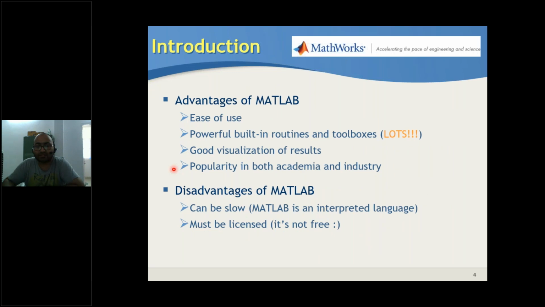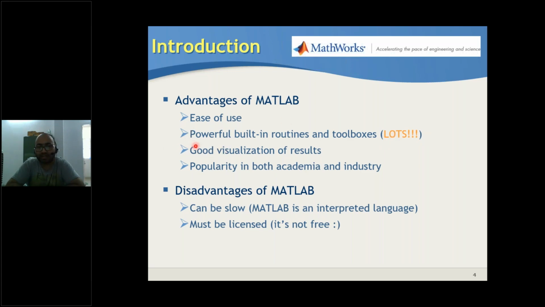What are the advantages? First one is easy to use. Second one, powerful built-in routines and toolboxes. There are a lot of toolboxes you will find in the MATLAB software, and those toolboxes belong to different engineering fields. Like I am from the electronics engineering field, so I will have very many options, like designing any filter, like cleaning any image. So like that, different engineering fields have different toolboxes available.